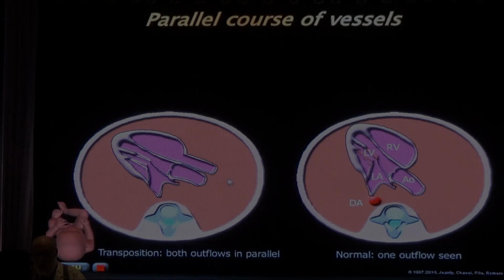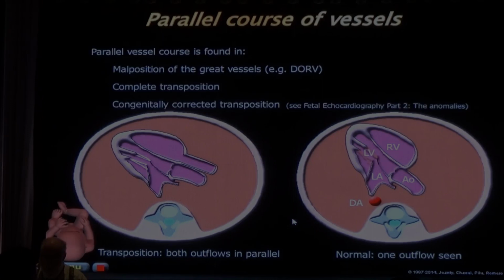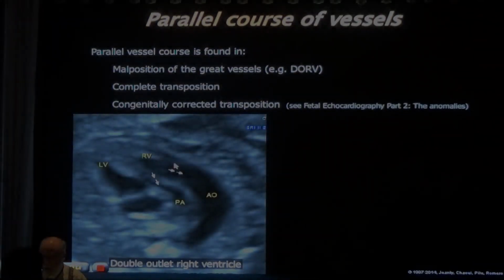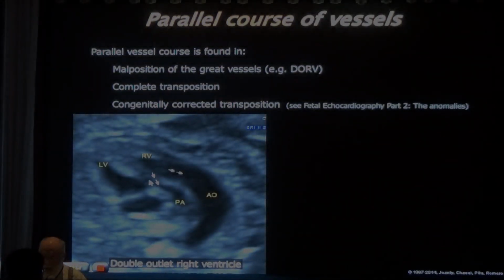Now sometimes you have the two vessels in parallel, as you can see over here. So this is transposition of the great arteries, very different from what you see in the normal left outflow tract. So here we have the aortic arch, and underneath the aortic arch, much thinner here, we have the pulmonary arch. Okay, we have the ductal arch over here. Now notice that both the aorta and the pulmonary are arising from the right ventricle.